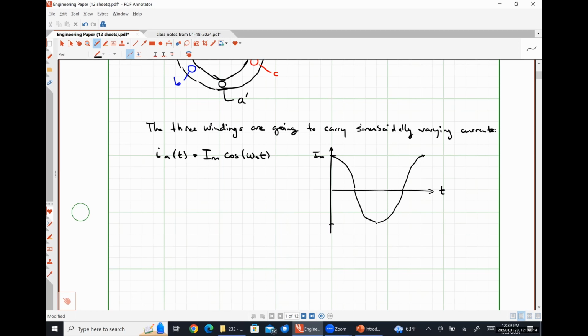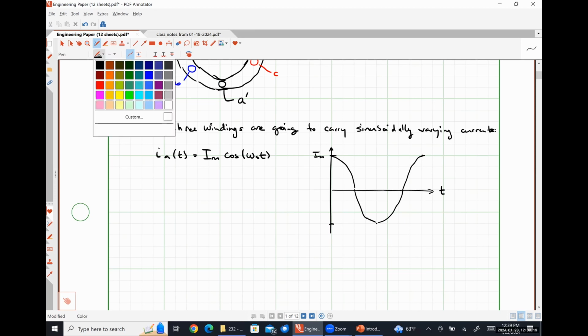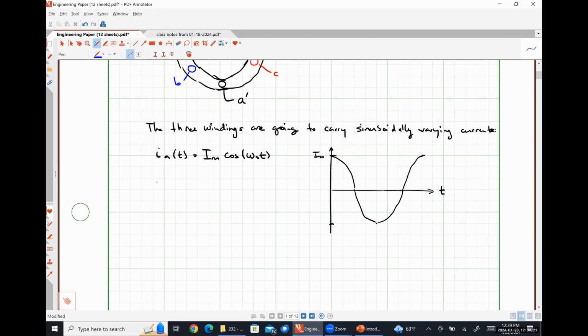So there's Im, or excuse me, Ia in black. Ib will be in blue. So it'll be Im cosine omega t minus 120 degrees. So it's going to start down here, and it's going to hit its peak, put it right about here.